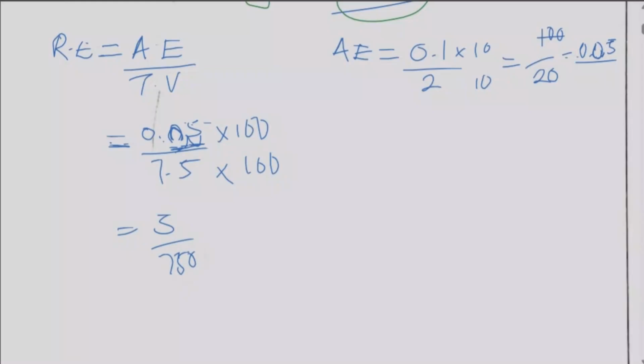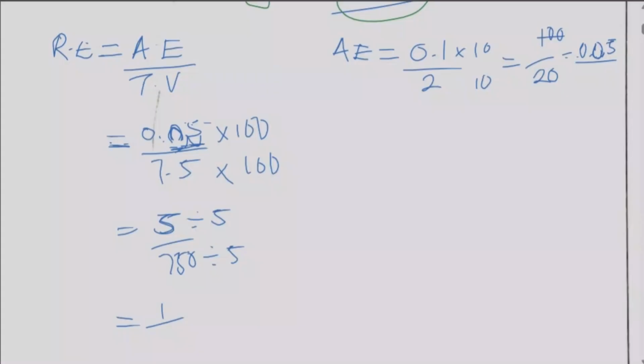Then what do we do? We have 5 divided by 750. Better still, we can ask what number can go into both 5 and 750. The number that can go into 5 and 750 is 5 itself. So we divide both numbers by 5. 5 divided by 5 gives us 1.